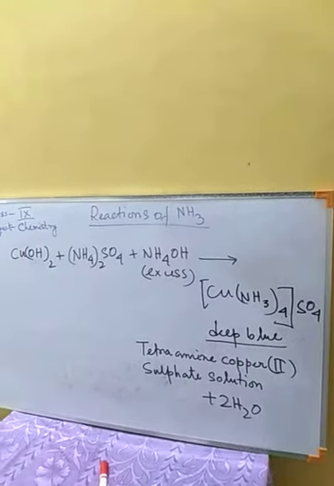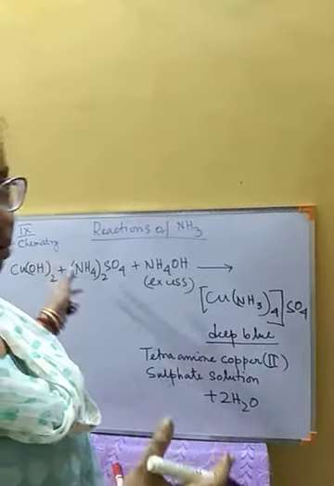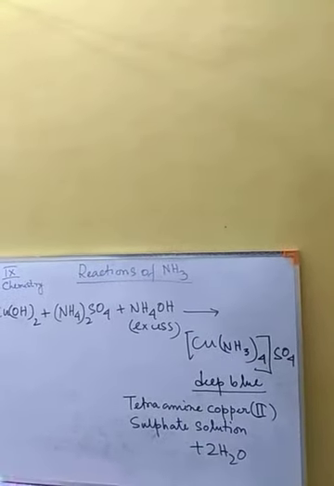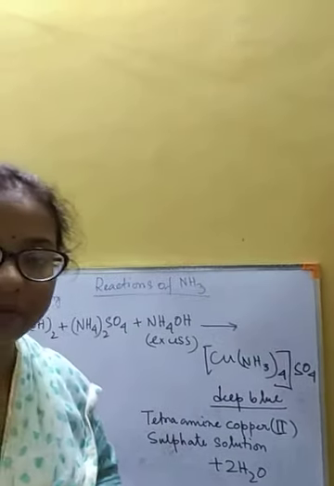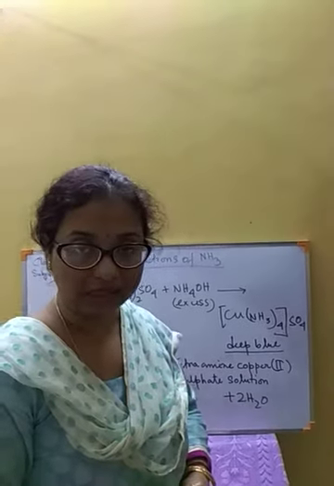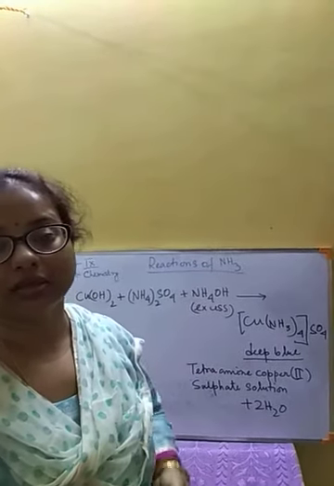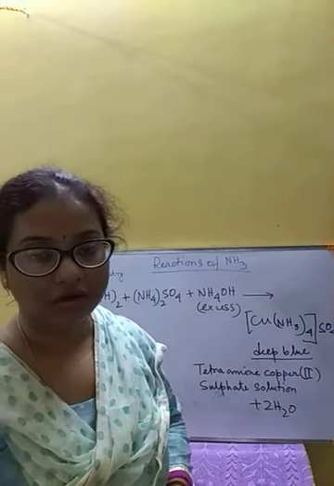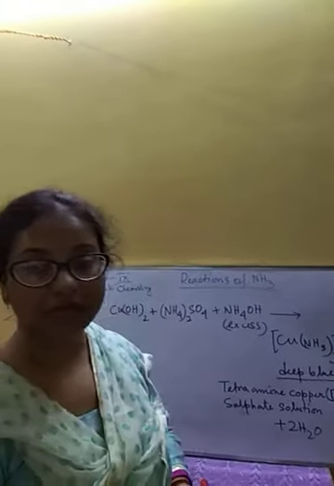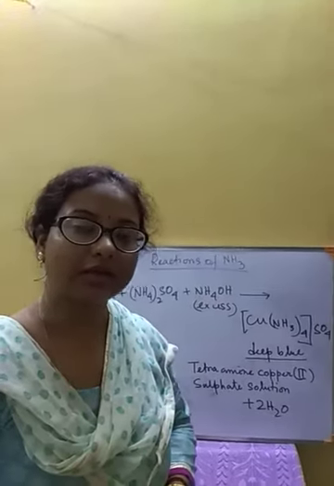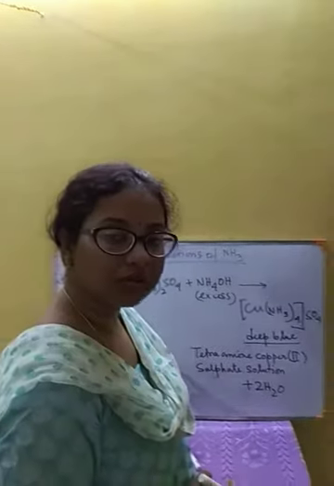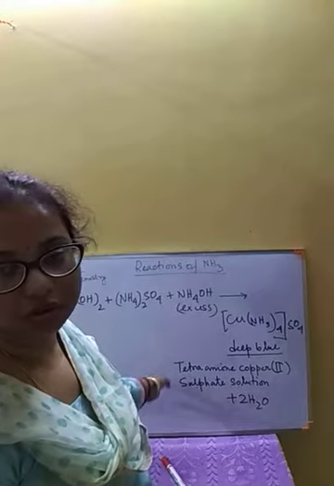So at first, what is the reaction? We are adding a few drops of ammonium hydroxide in copper sulfate solution, and we are getting a pale blue precipitation of copper hydroxide. And in the same test tube, we are adding excess of ammonium hydroxide, and after that, we are getting a deep blue coloration of the complex tetraammine copper(II) sulfate solution. So this is the whole reaction.